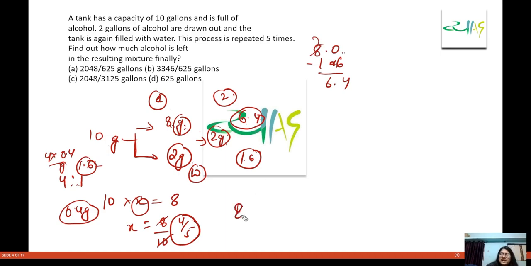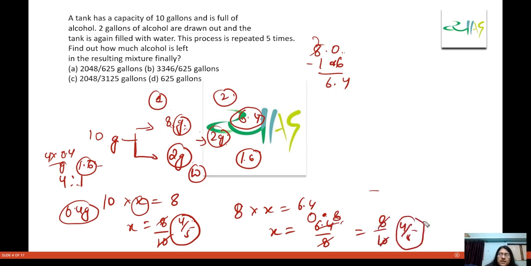Now you see 8 into x is equal to 6.4. So what is this factor? 6.4 by 8. Now obviously we can divide this. Let us find out what this is. 8 times 8 is 64, but this is 0.8. So 0.8 means 8 by 10, that means 4 by 5 again.